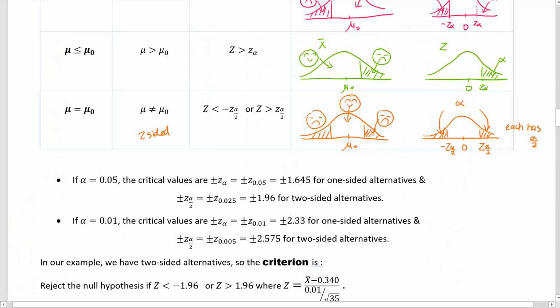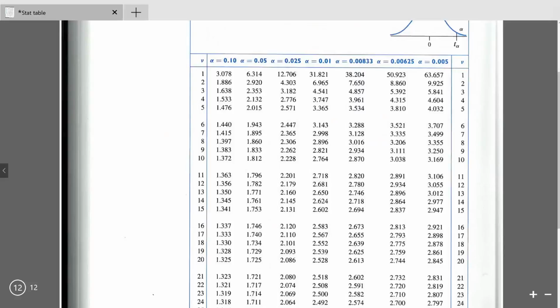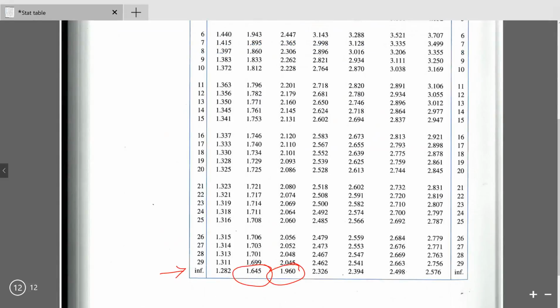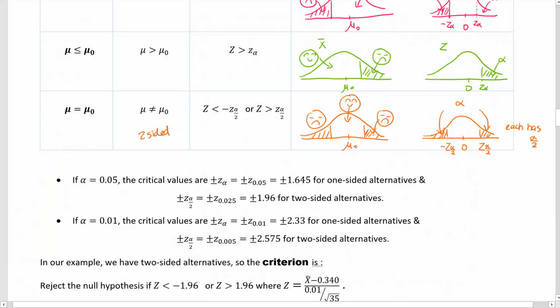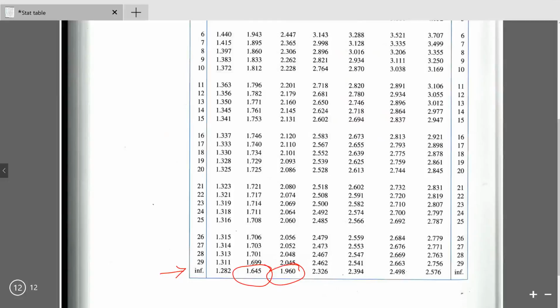If alpha equals 0.01, the critical value is z 0.01. Let's look at our table: it is 2.326. Here I rounded to 2.33, but if you want it more accurate, it's 2.326. And z alpha over 2 is z 0.005. 0.005 is 2.576.